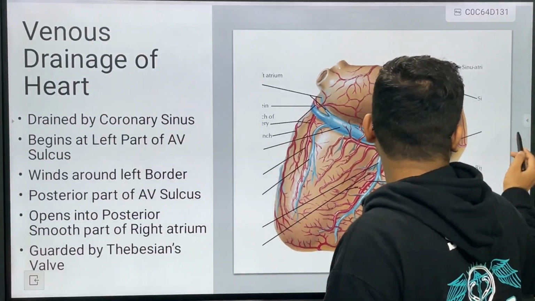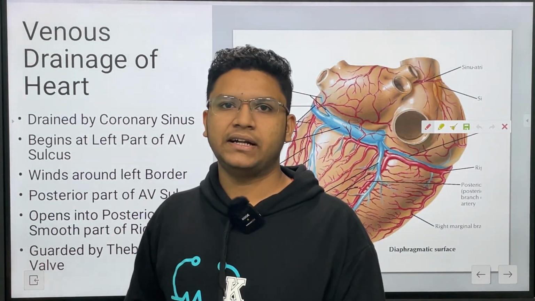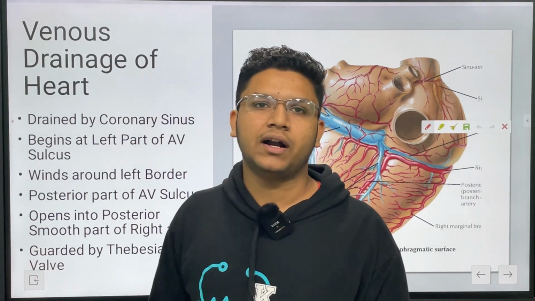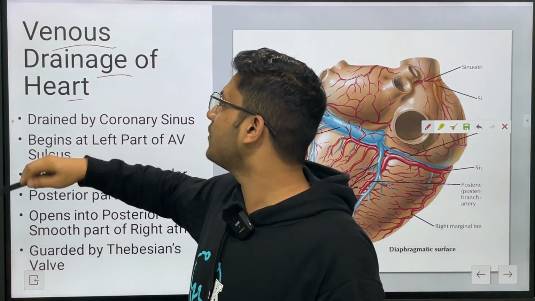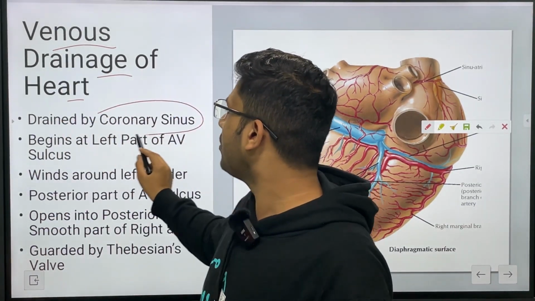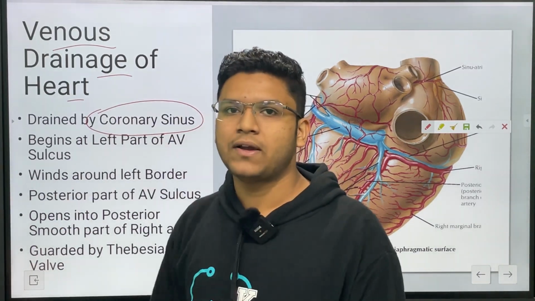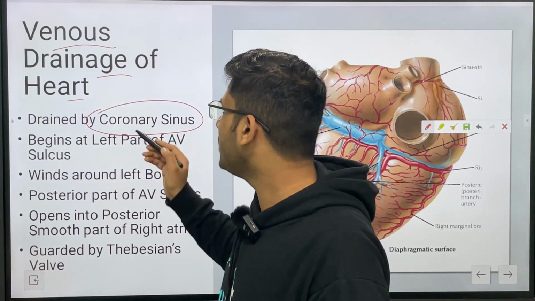Yeah, next and the last topic is the venous drainage of the heart. We just completed the arterial supply of the heart. Now we have to study how the heart is drained. What is the venous drainage of the heart? The first and most important thing is the coronary sinus. The heart is drained by your coronary sinus. The next thing is, where is your coronary sinus?